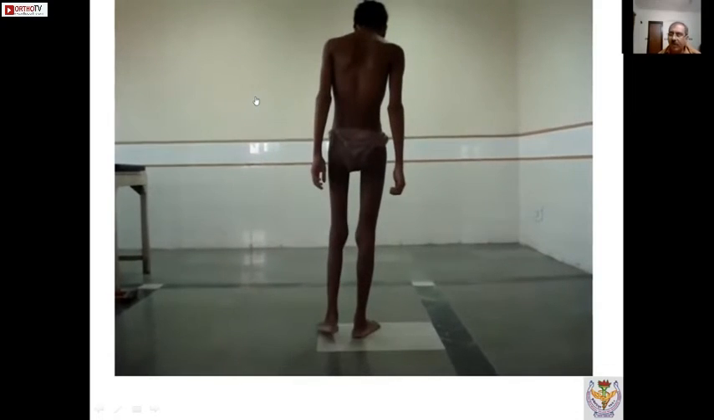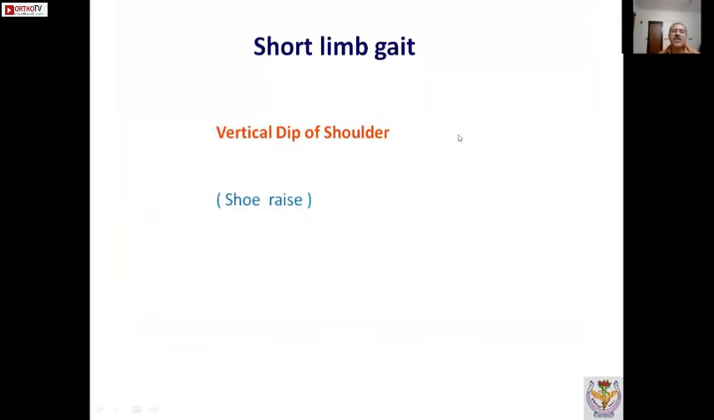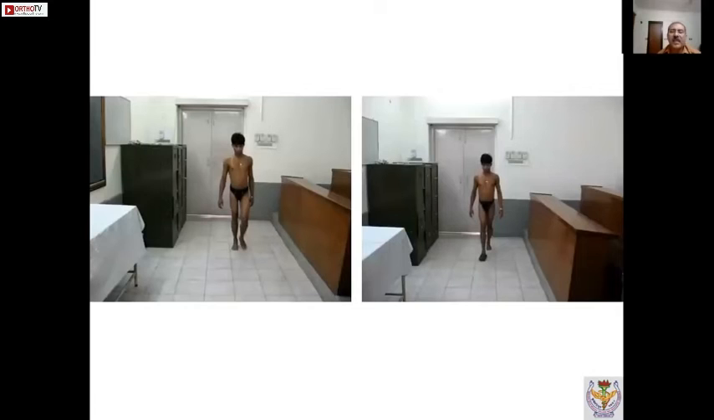So next is the short limb gait. The short limb gait, as Dr. Kapoor described, is a vertical dip of the shoulder, right? So if you look at a disease where there is only pure short limb, for example, a malunion of the tibia, and the hip is normal, so if he's walking, the hip is normal, biomechanically the joint is okay. So when he puts his weight on the stance phase, as he walks, the shoulder will come down and the pelvis will come down, okay?